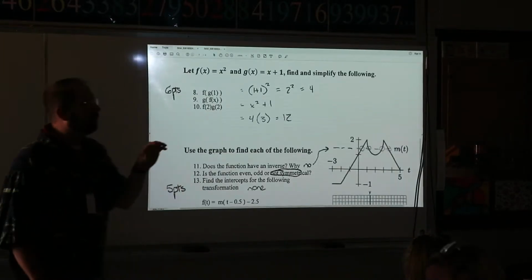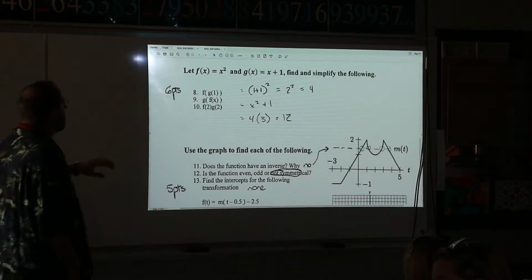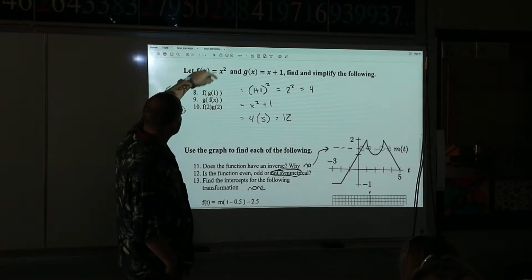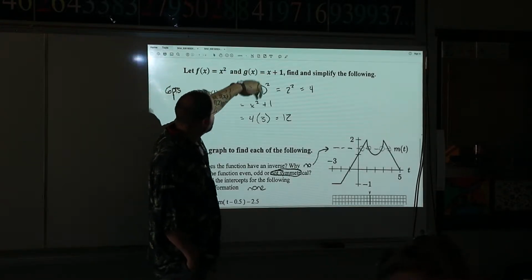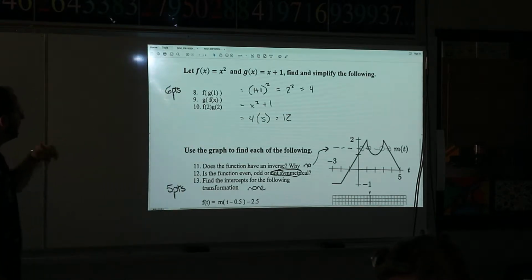Now, plug it into the f function. So f of x is x squared, and then you have to plug that into the g function. So x squared is getting plugged in there, so that's x squared plus 1. That's all you're doing. You're taking out the x and plugging the new variable in.